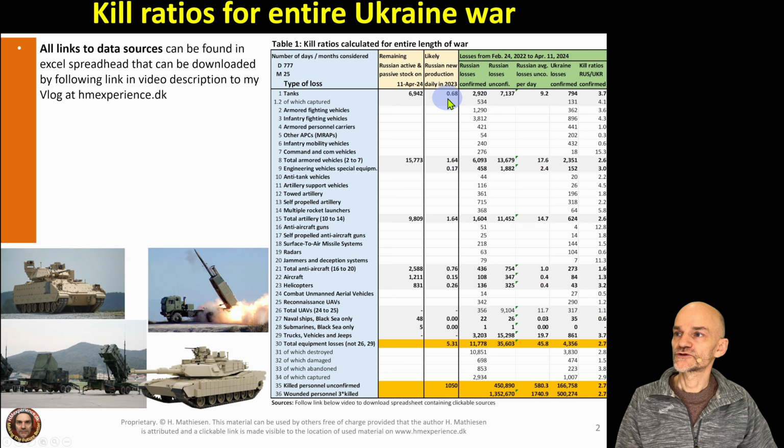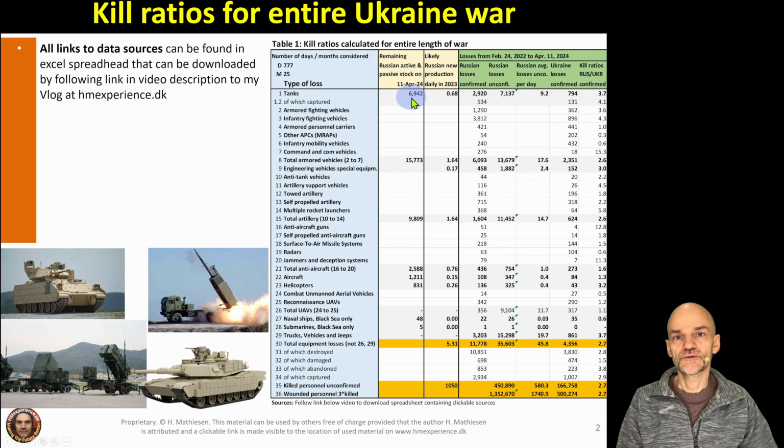And also, what else do I have? I have likely Russian new production of tanks here and all the other kinds of equipment where I found that number from. And here you can see it's less than one tank per day they can produce. And then finally over here I have remaining Russian active and passive stocks on April 11th, 2024. So the newest stock that I can measure.